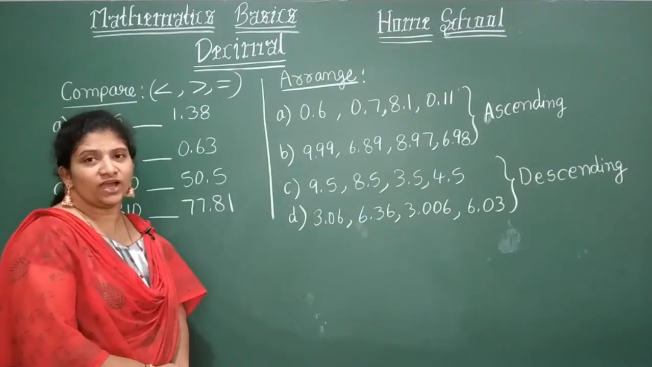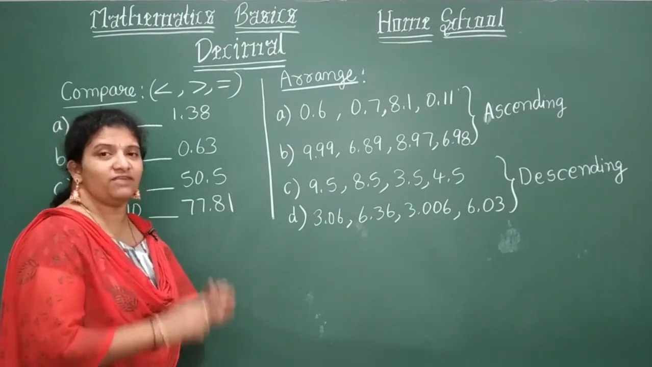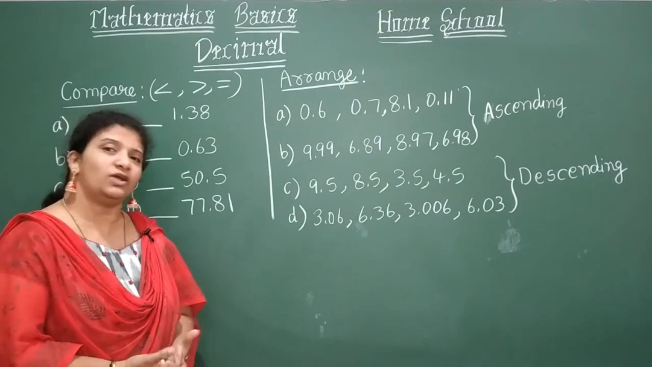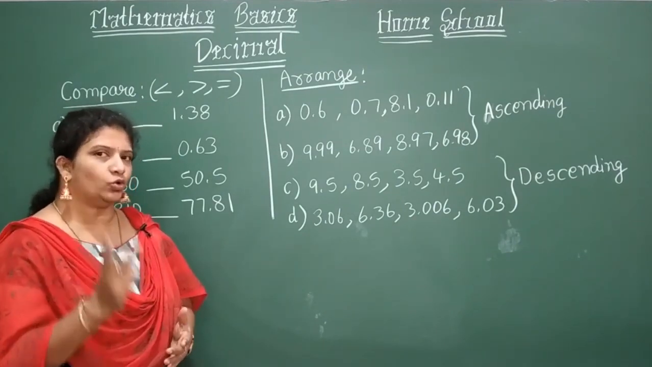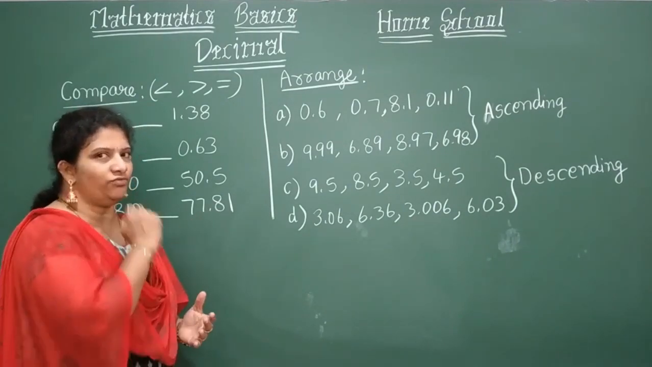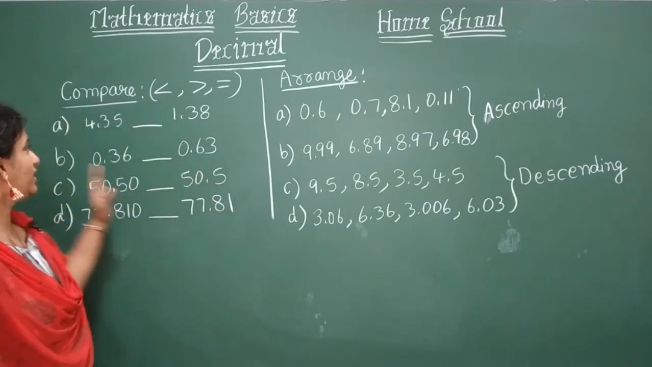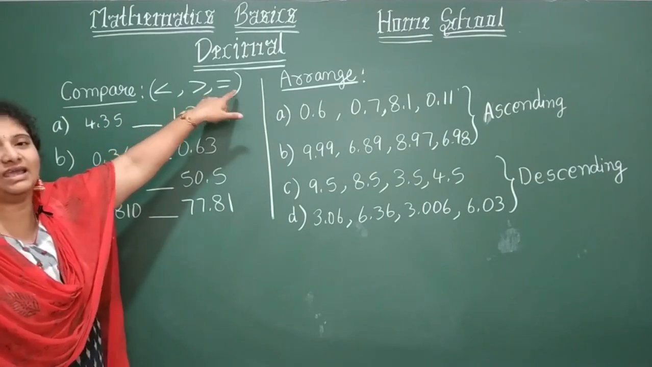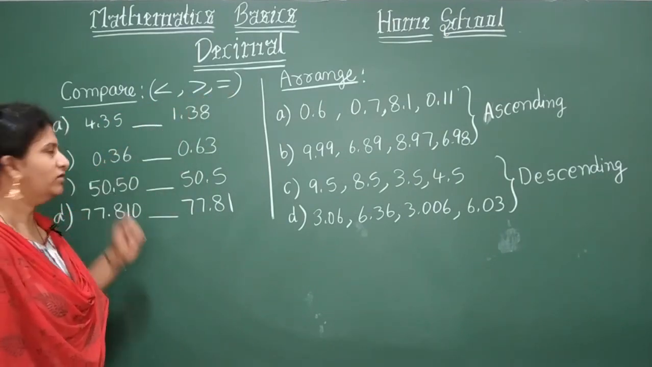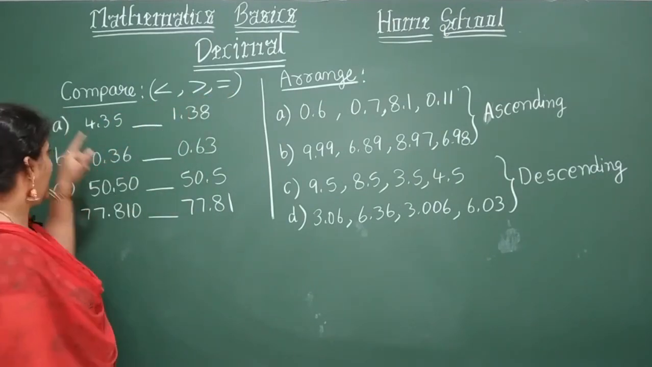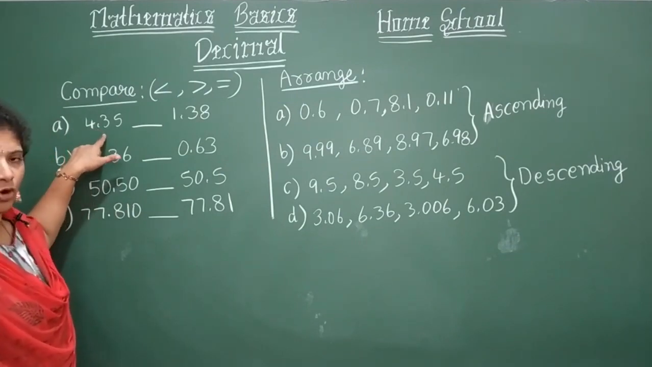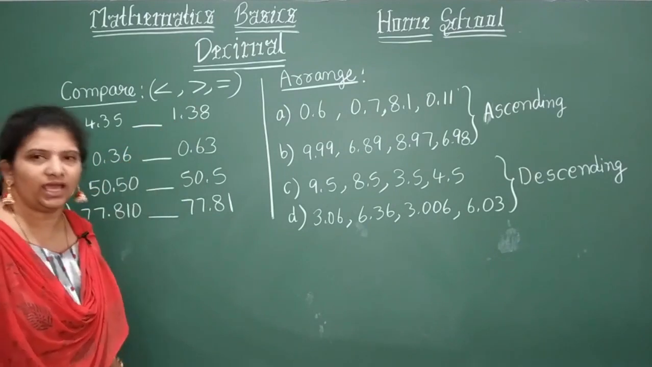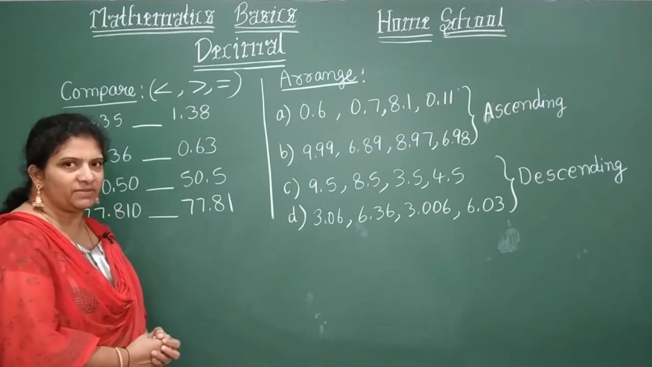Yes, children, now we are going to compare the decimals and we are going to say whether it is greater or smaller or they are equal. We are going to take any two decimal numbers and we are going to find out. So observe here, children. So compare and write less than, greater than, equal to symbols. You know, no? So now let's see the first one. A. 4.35, 1.38. There are two decimal numbers here, children.